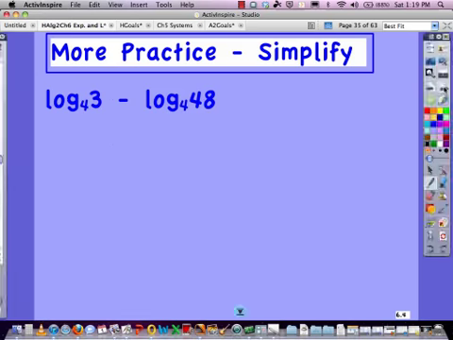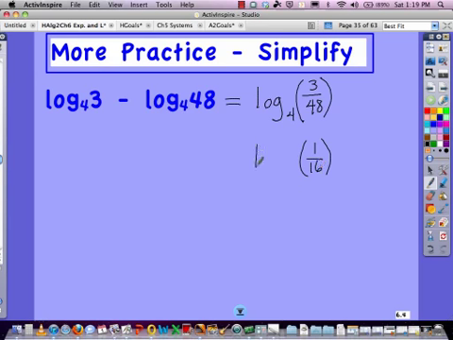Now, here's one with our subtraction in it. And you got to remember and go back to our properties. If I have subtraction in 2 logs, that means, oh, we can rewrite it as division in 1 log. So what that means is I should be able to say the log of, in order, 3 over 48 in base 4. So you're saying, am I done? Not quite, because 3 over 48 is a fraction that's not in lowest terms. 3/48 reduces to 1/16. So now am I done?